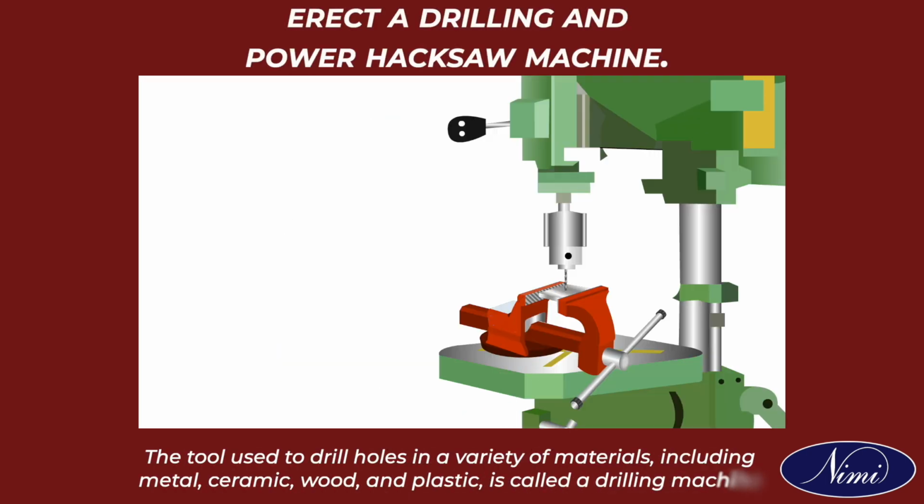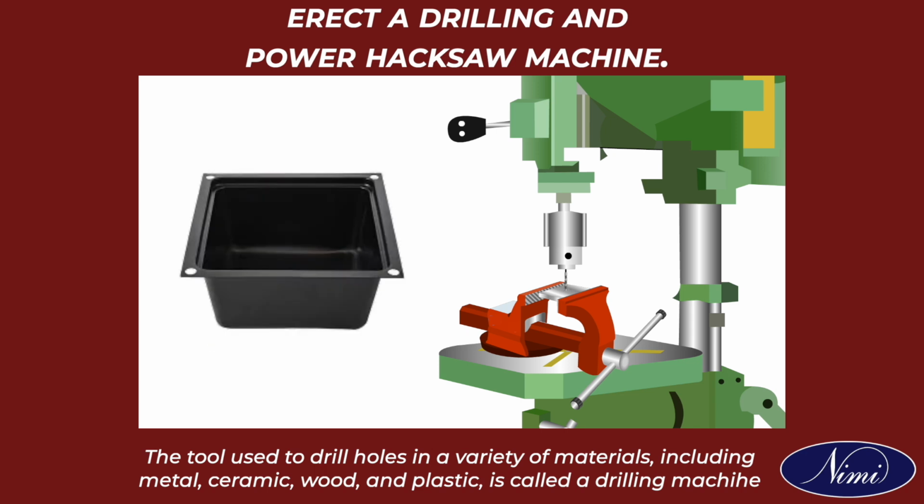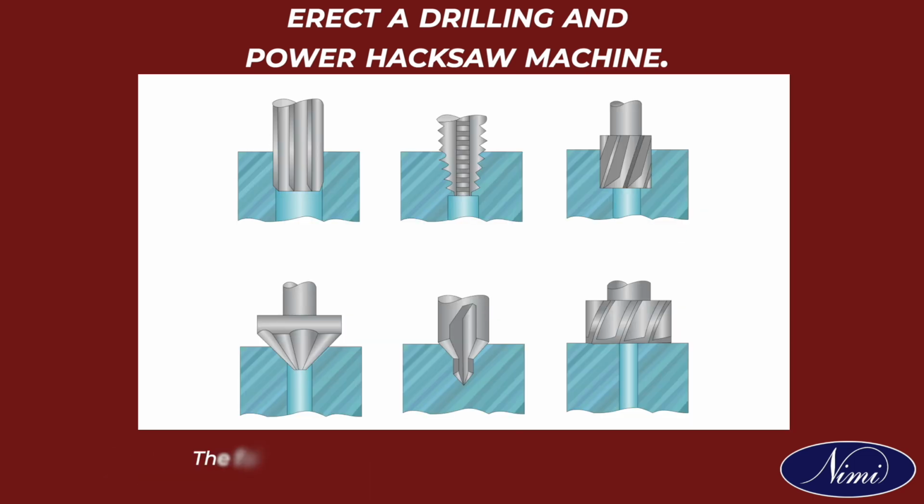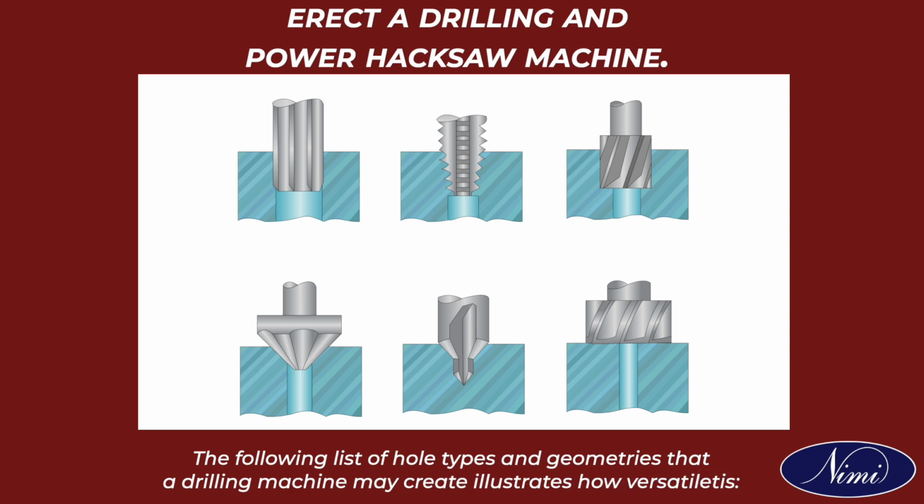The tool used to drill holes in a variety of materials including metal, ceramic, wood and plastic is called a drilling machine. It can either move around or remain still. The following list of hole types and geometries that a drilling machine may create illustrates how versatile it is.